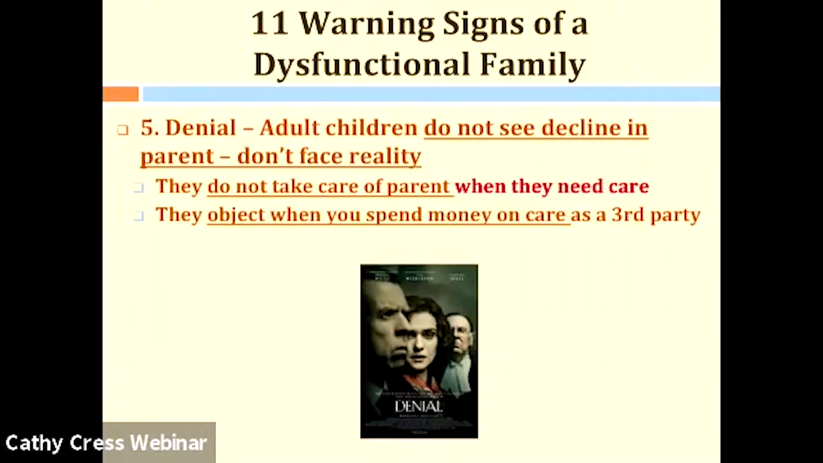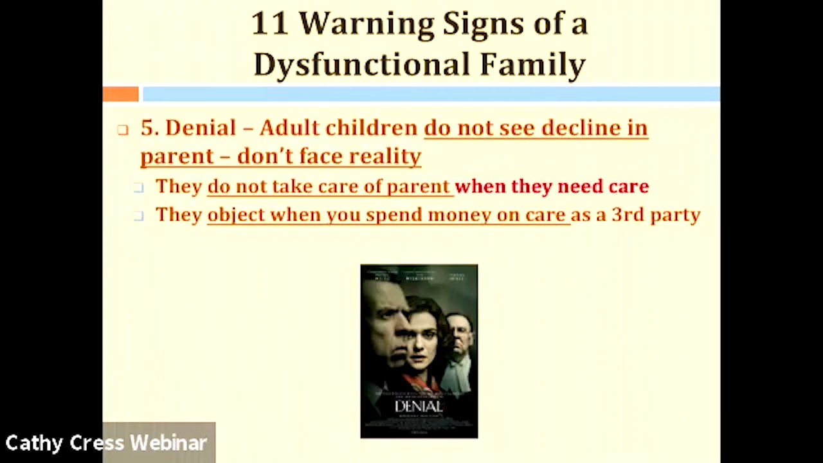Another sign of a dysfunctional family is denial. And this is when adult children just don't see the decline in their parent. They don't face reality because they're not really grounded in reality. And they don't take care of the parent when the parent needs care. Now, part of this is, honestly, they don't know how to care for someone who didn't care for them, which is a major sign of a dysfunctional family and something that really happens in the family.